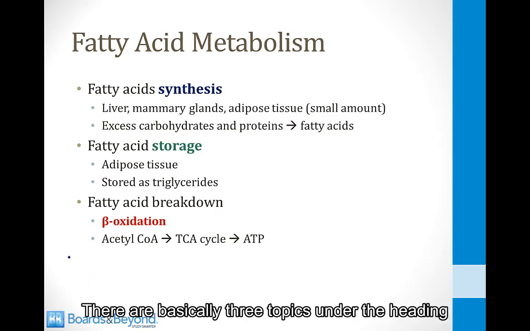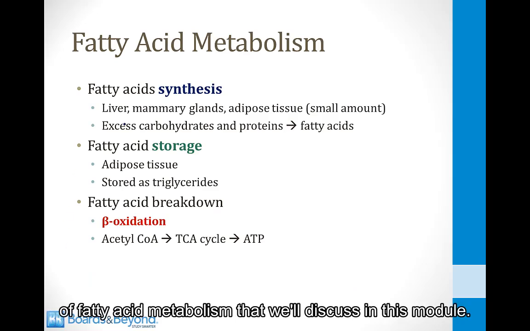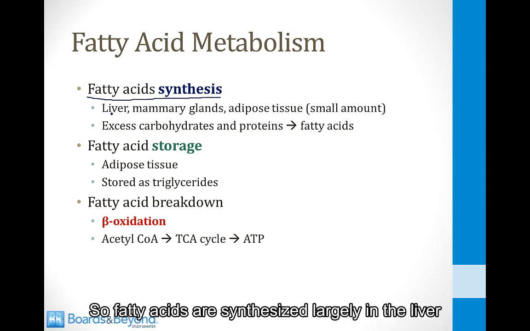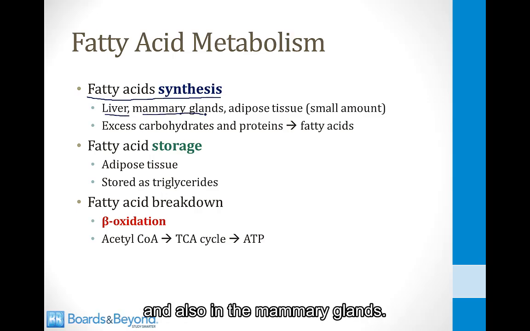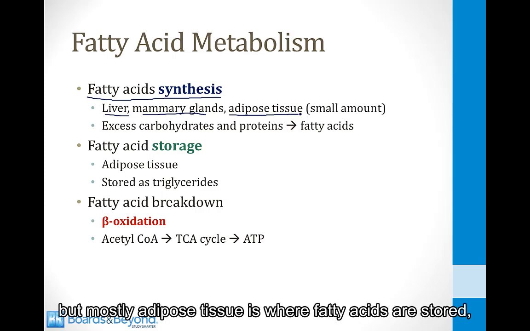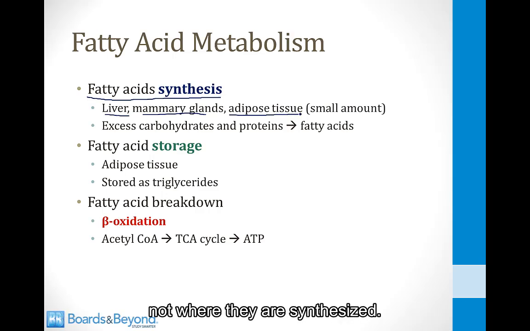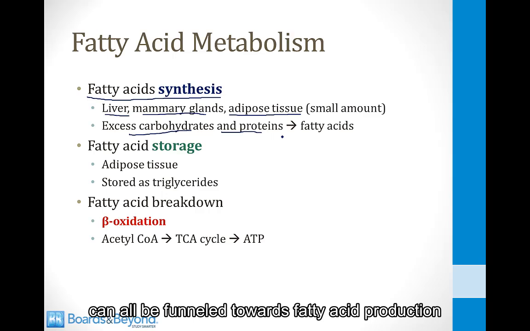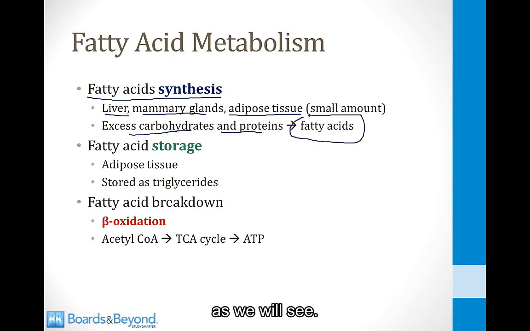Now let's move ahead and talk about fatty acid metabolism. There are basically 3 topics under the heading of fatty acid metabolism that we'll discuss in this module. First, we'll talk about fatty acid synthesis. Fatty acids are synthesized largely in the liver and also in the mammary glands. There's a small amount that occurs in the adipose tissue, but mostly adipose tissue is where fatty acids are stored, not where they are synthesized. And excess carbohydrates and proteins can all be funneled towards fatty acid production, as we will see.